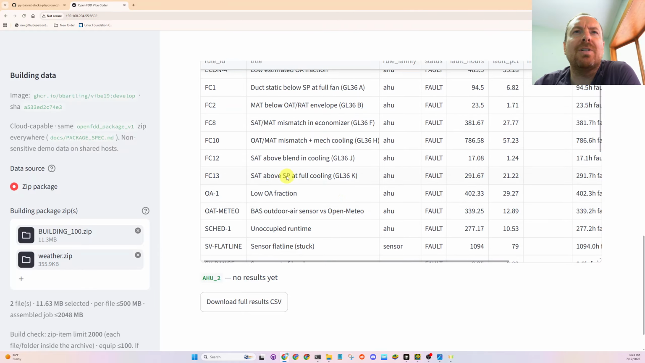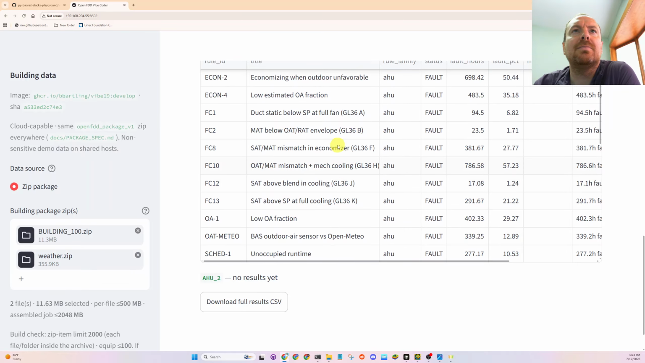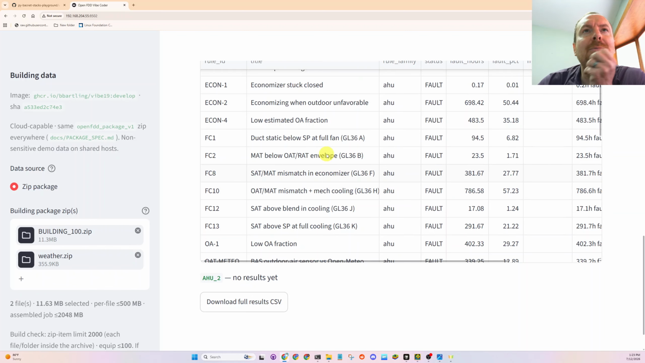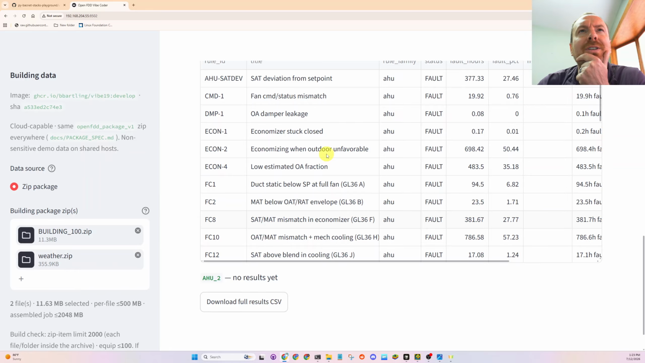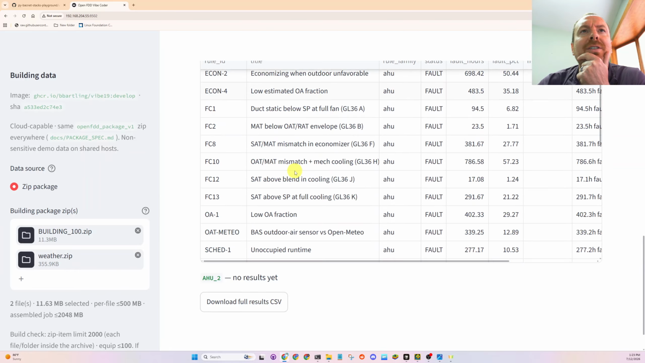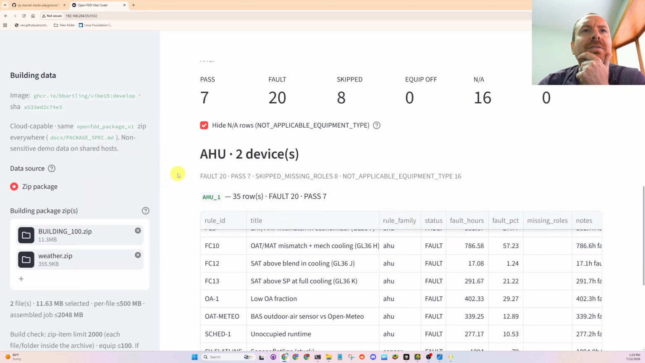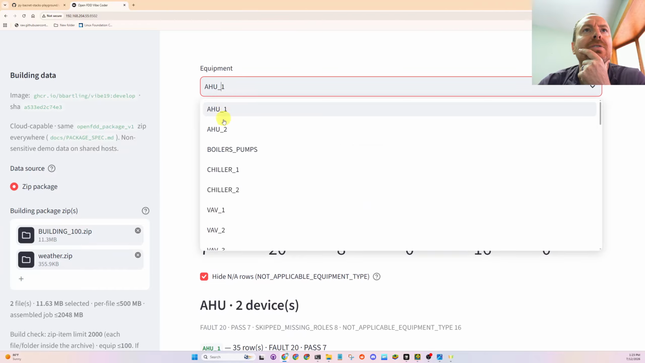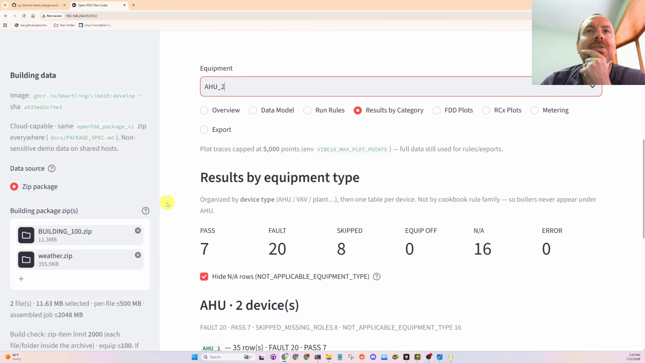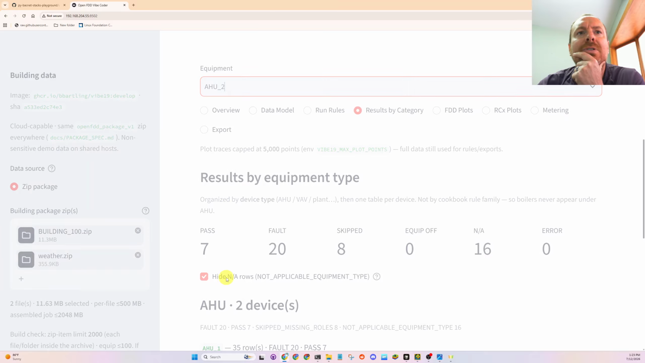Supply temperature above set point of full cooling. Supply temperature above blend. I've also noticed in the data that the air handling unit doesn't keep up with supply temp set point very well. One of the air handling units doesn't. Okay, so this is air handling unit 2. Let's look at air handling unit 1. Let's look at air handling unit 2.